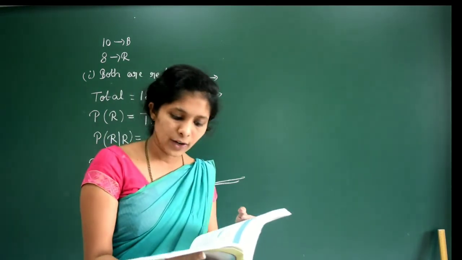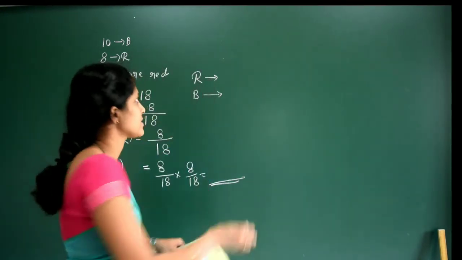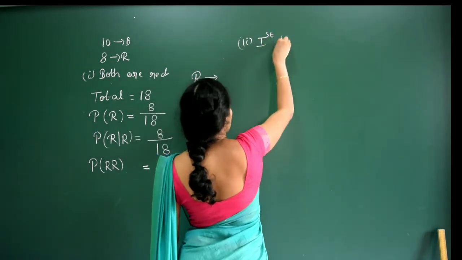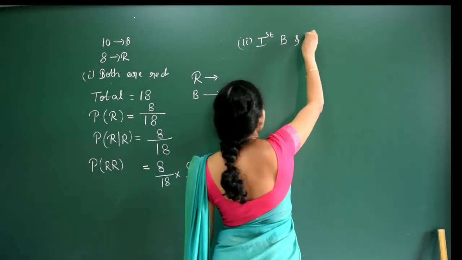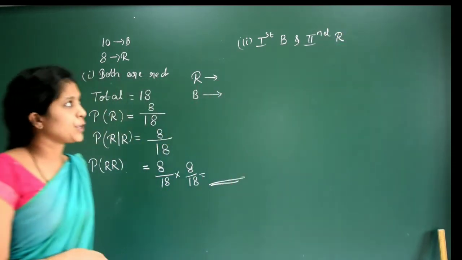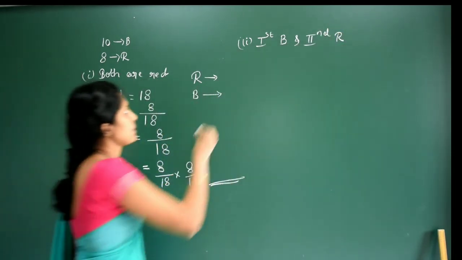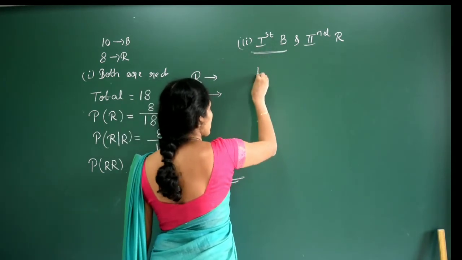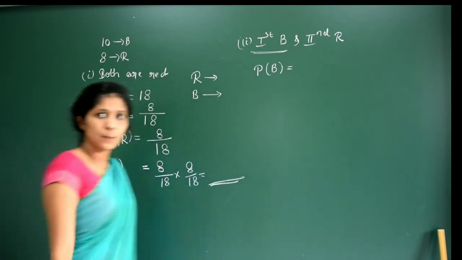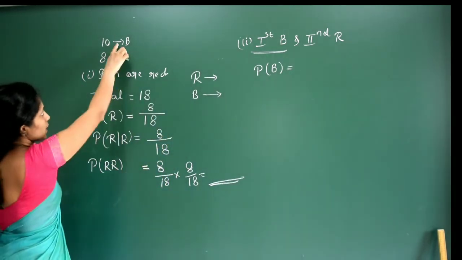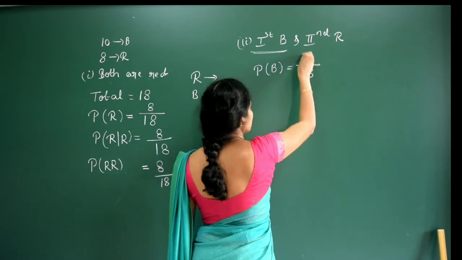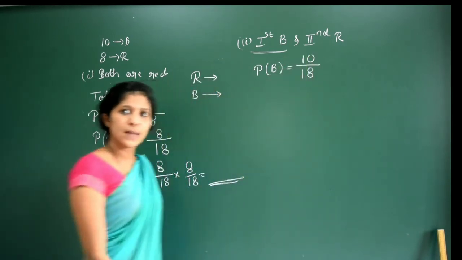Second one: first ball is black and second is red. What is the probability of getting a black ball first? Total number of balls is 18, and in that the black balls are 10. So the probability of getting a black ball is 10 by 18.